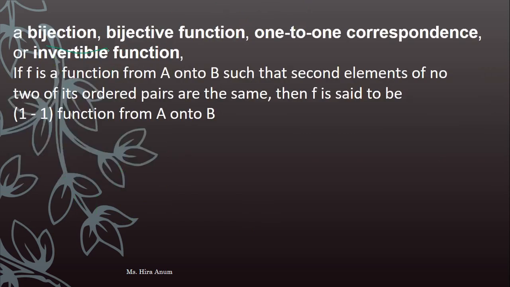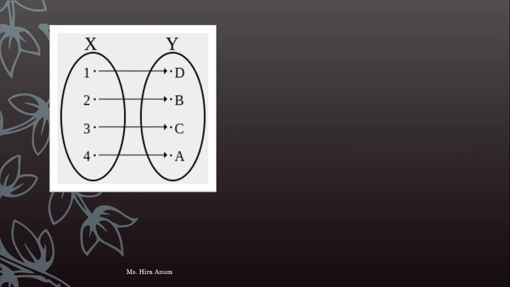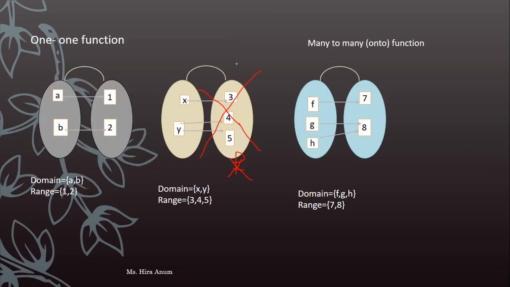Bijective. In a bijective function, we combine one-to-one and onto functions. You can see this is an onto function and also a one-to-one function. So this is a bijective function.